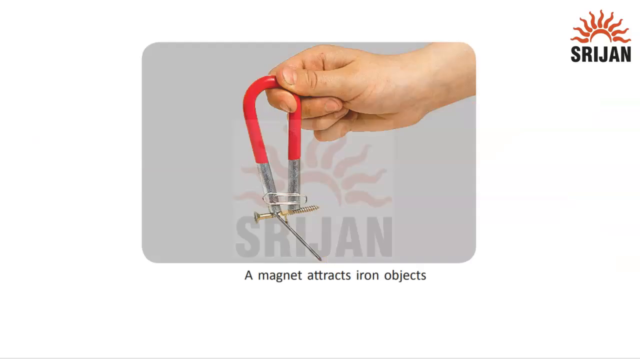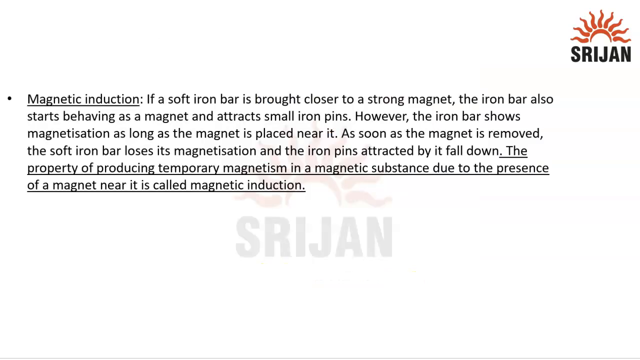Here is an example in which a magnet attracts iron objects. Here this is the magnet, and here are some iron substances. We are able to see an iron nail, and the other seems to be an iron needle. So this is the example.